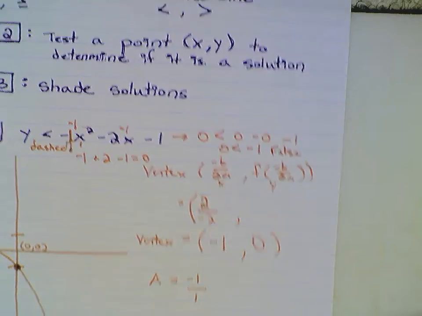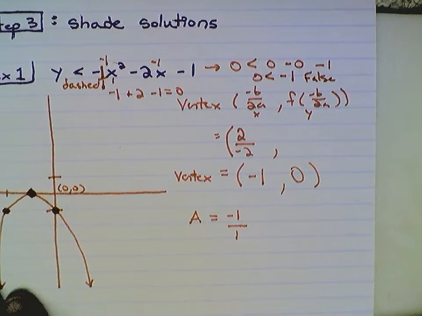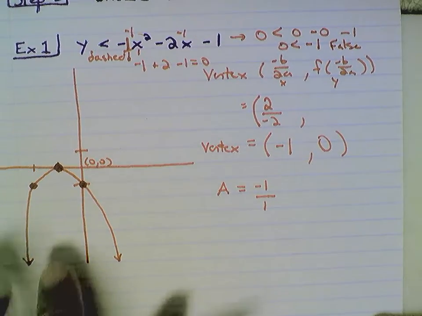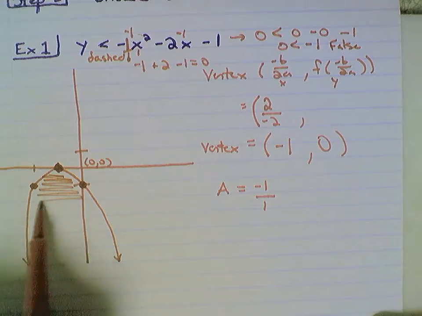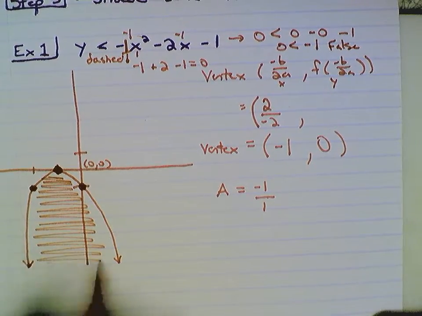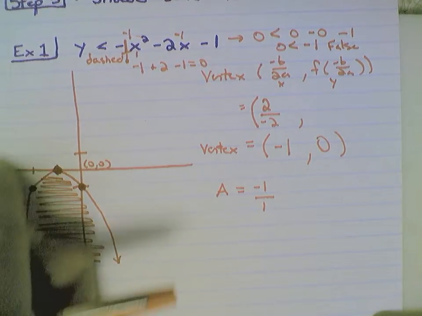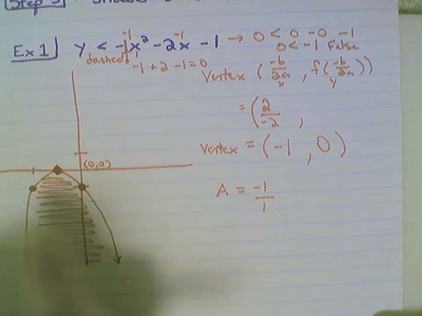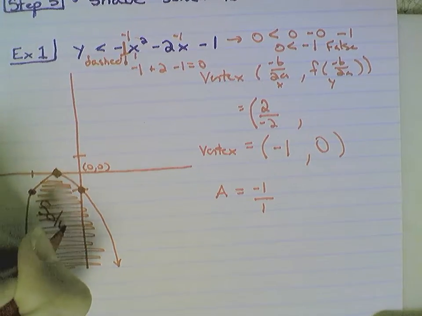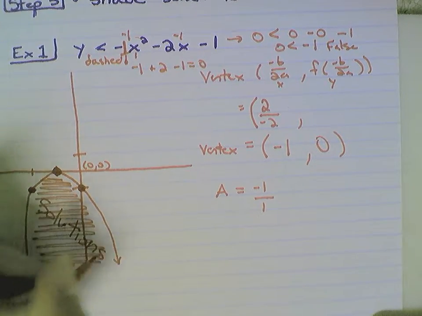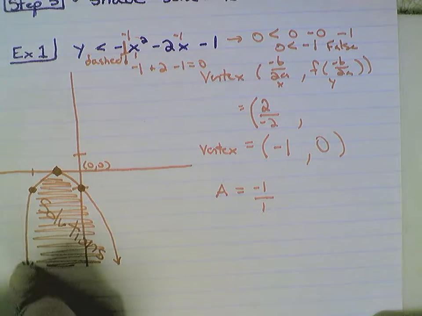And since that's false, I know that 0, 0 is not a solution, and I only want to shade in the solutions. So in this case, I will want to just shade in the internal region. Because this is on the outside and it's not a solution, I don't want to shade any of that in. I only want to shade in the things that are the solutions. Okay, so only the solutions get shaded in. I don't want to shade in any of the non-solutions.